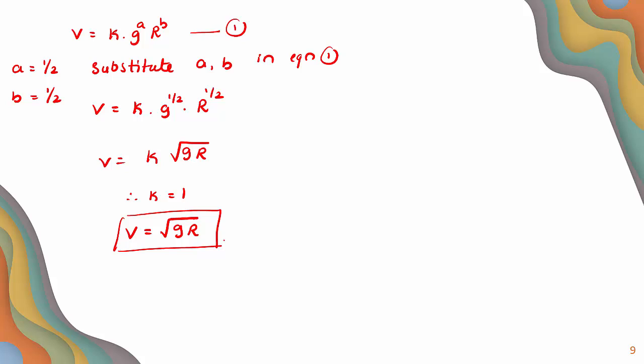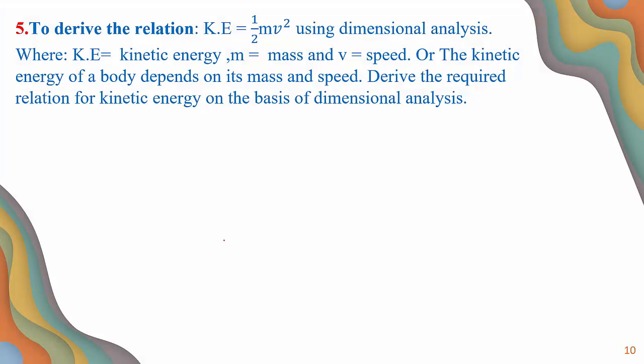Third example I had given as an assignment. One more problem I will give you as an assignment. Try to solve yourself. The problem is to derive the relation K equal to half mv square using dimensional analysis, where K indicates kinetic energy, M indicates mass, V indicates speed, or the kinetic energy of a body depends on its mass and speed. Derive the required relation for kinetic energy on the basis of dimensional analysis. So this is the given equation K equal to half mv square. Note down this problem, try to solve yourself.